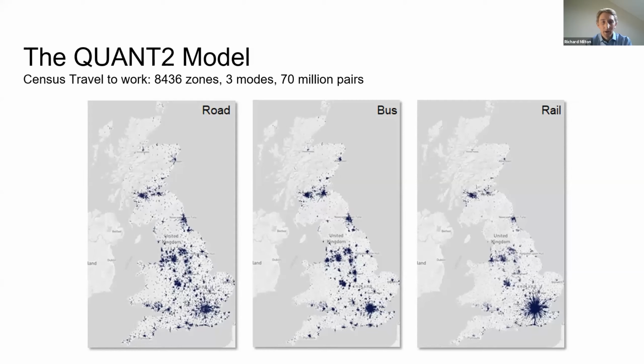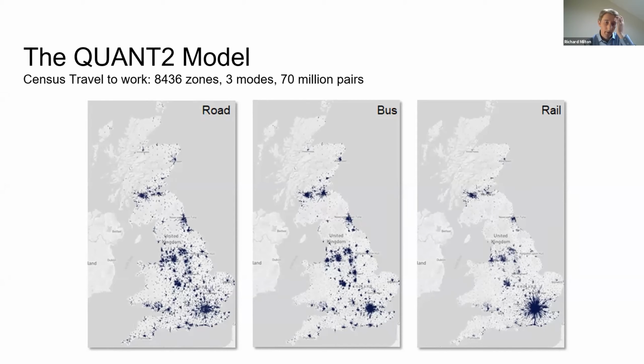Now, I always use this slide to explain what Quant does. We've got 8,436 zones in the model. So it's a bigger model than most models are. And that's to counter the edge effects. So there's no edge to our model. It's a completely seamless model of England, Scotland, and Wales. And we've got 3 modes. So what you see on the maps here, you see the 3 different modes.